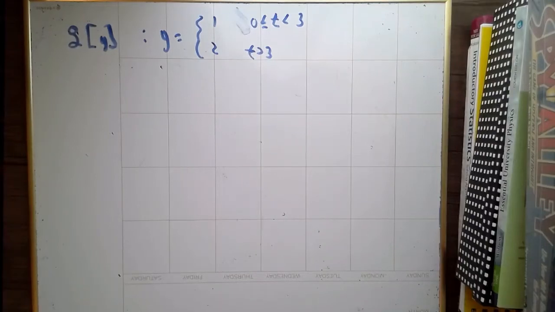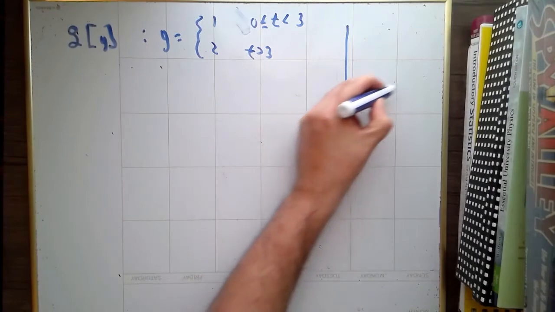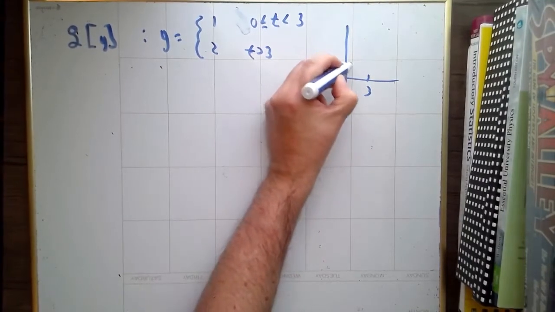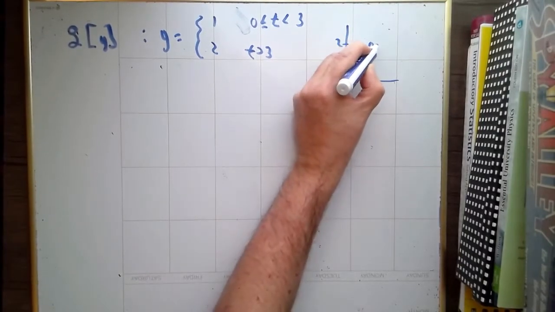Okay, let's do the Laplace transform of a piecewise defined function. So I've got y equals this piecewise defined function. It's 1 up until 3. And then at 3, it jumps up to 2.